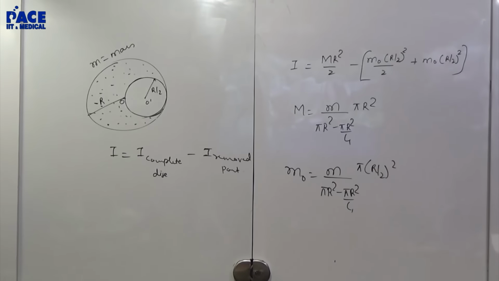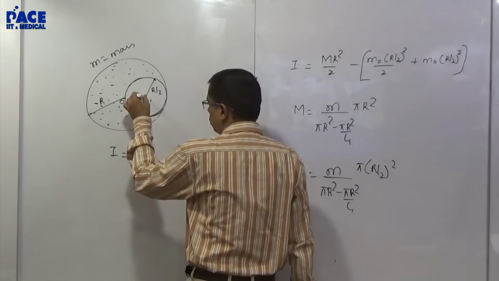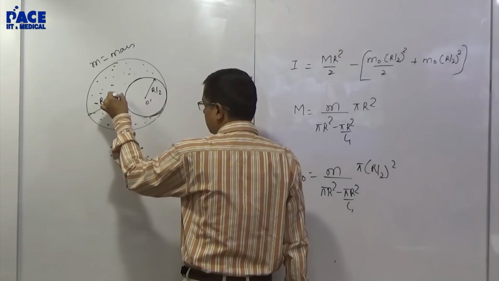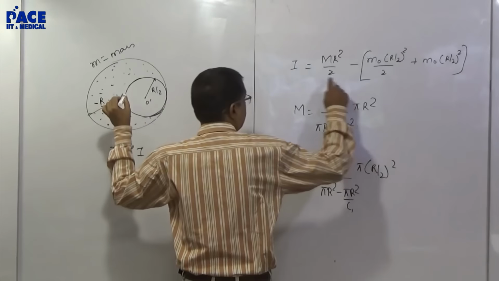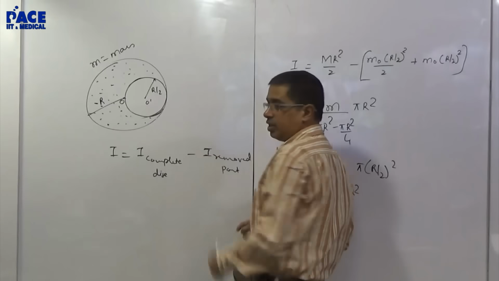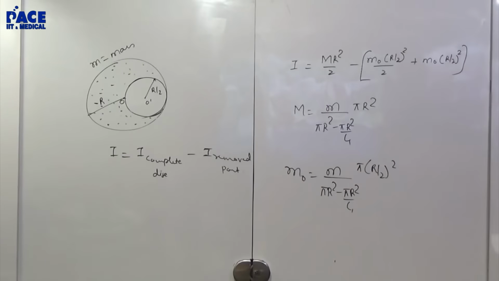You should carefully observe the way we used parallel axis theorem to translate the moment of inertia of the removed part about an axis passing through O dash. I knew the moment of inertia about O dash. I translated it about O before subtracting it. I can subtract both the moments of inertia when they are about the same axis. Observe that carefully.